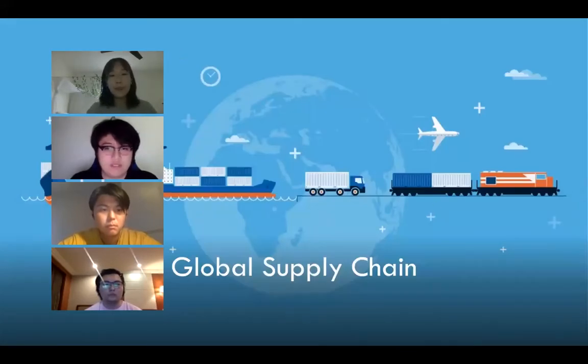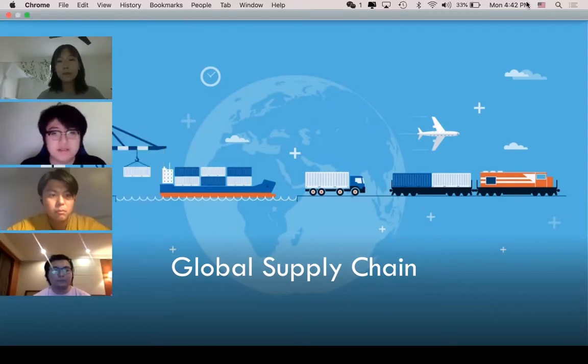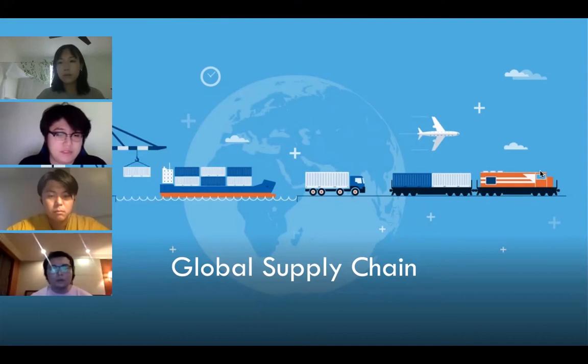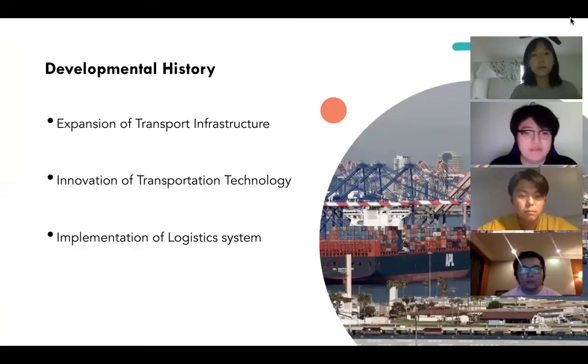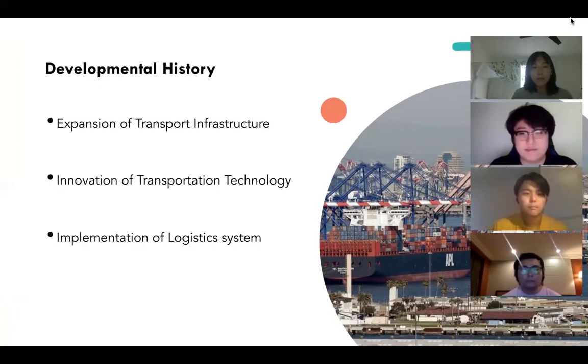Hi, everyone. I just want to briefly talk about the global supply chain and how it originated in the first place and its development history. As I noted, the developmental history can be concluded into 3 parts: the expansion of the transport infrastructure, the innovation of transportation technology, and the implementation of logistics systems.